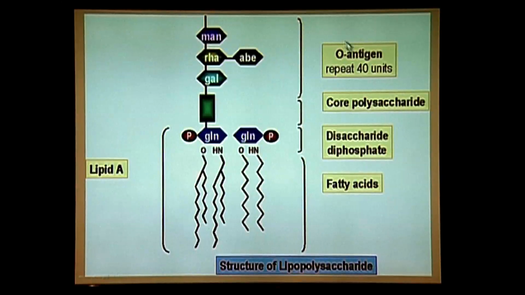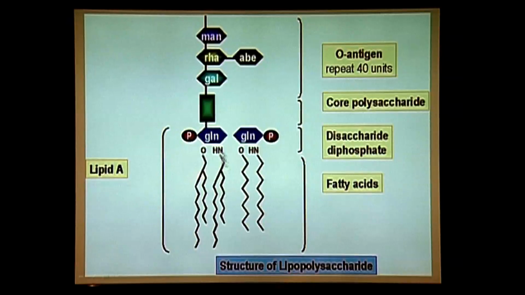You can see here that the lipopolysaccharide layer is composed of the O-antigen, the core polysaccharide, the disaccharide diphosphate and the fatty acids, which will constitute the lipid. And these are definitely bigger molecules, and these components are outside the peptidoglycan layer, which definitely imparts some sort of protection to the gram negative bacterial cell wall.